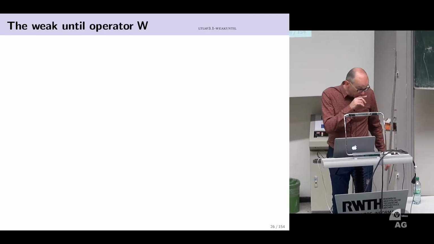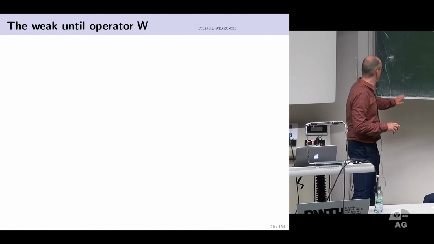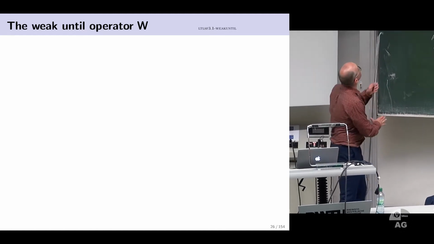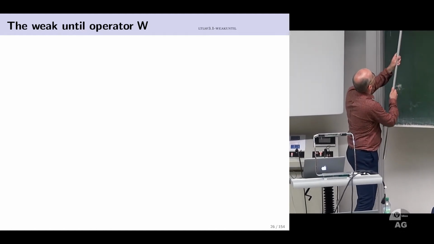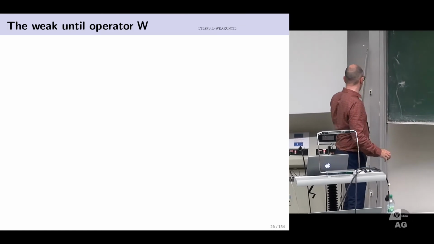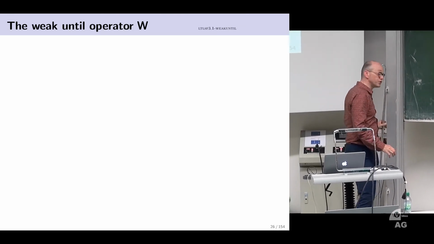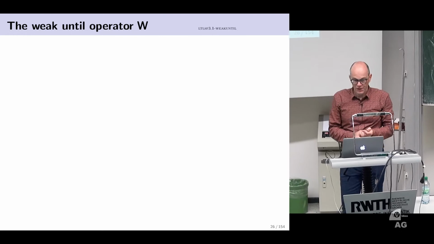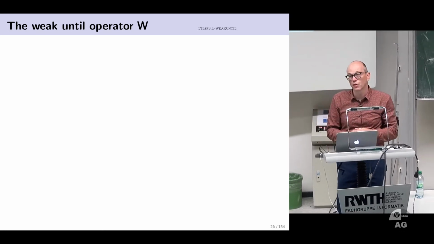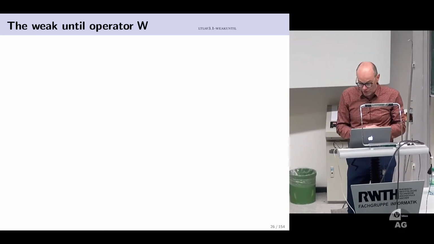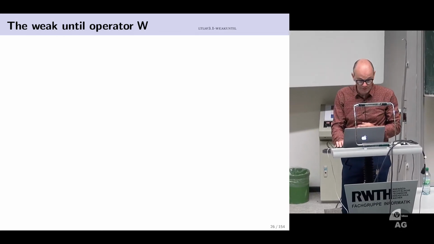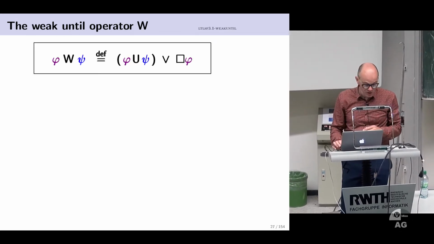Good. So now I come to the second thing on the agenda of today. So far about the expansion law. And this is what we call the weak until operator. So what is the weak until operator? It's syntactic sugar. So it will be an operator that we can define in all the operators that we are already familiar with. But sometimes it's very useful. So this is the definition.